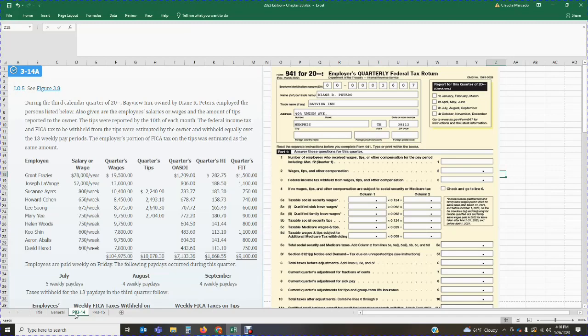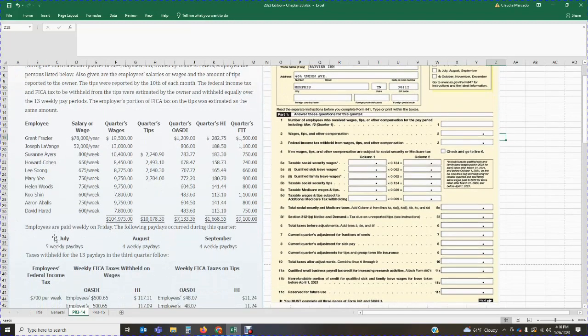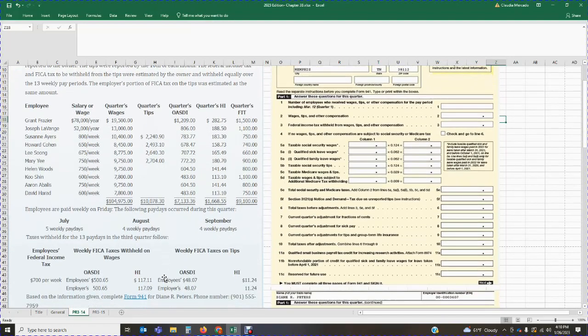Then we are provided with the list of all of the employees, the salary or wage, the quarter's wages, the quarter's tips, the quarter's OASDI, the quarter's HI, and the quarter's federal income tax. Okay. It states here that the employees are paid weekly on Fridays. The following paydays occur during the quarter. So during the month of July, we have 5 paydays, August 4 paydays, and September 4 paydays.